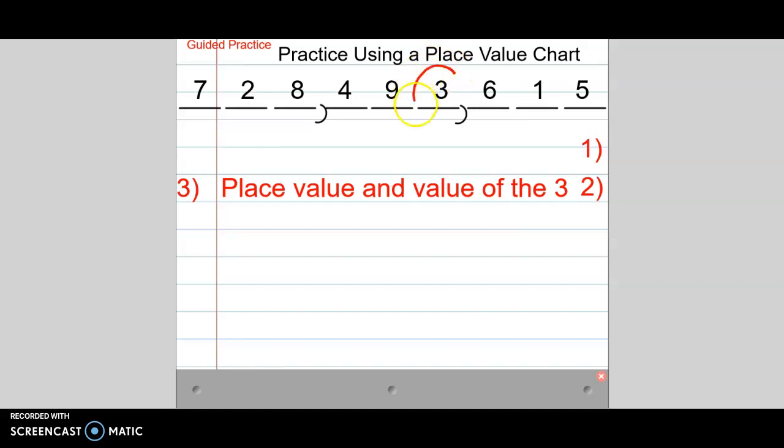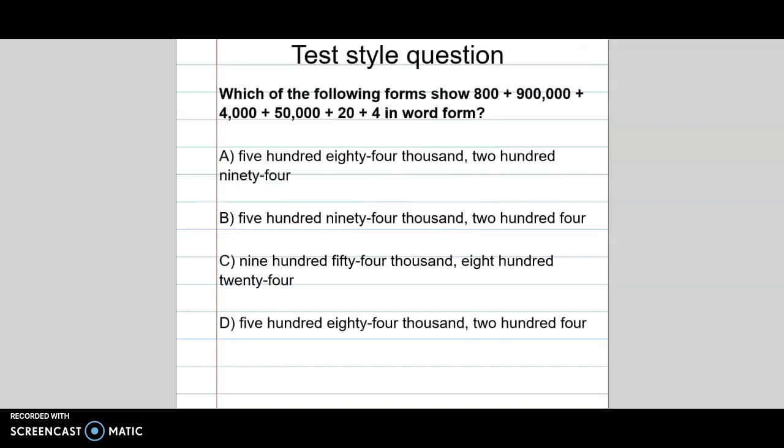I'm going to look at the 3. If I'm looking for its place value, I know it's in the thousands place. So the place value is in the thousands. The value of the 3, well, the 3 is in the thousands place. The value is 3,000. So we're taking all this information that we've learned, and what we want to do is be able to use that to answer a test style question.